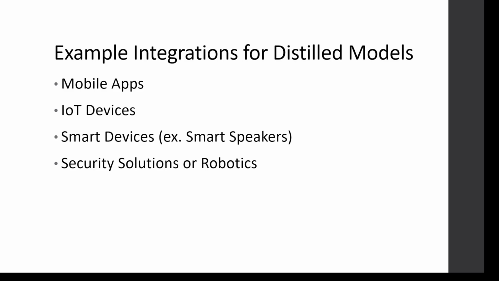Mobile apps, perhaps question and answering type applications. IoT, perhaps processing sensor data in real time, so speed is important. Speaking to your smart devices requires voice recognition. Security solutions, perhaps analyzing environment description text from video feeds, which is also something that can be used in robotics. So these are some examples of how distilling large language models enables future growth of AI capabilities.